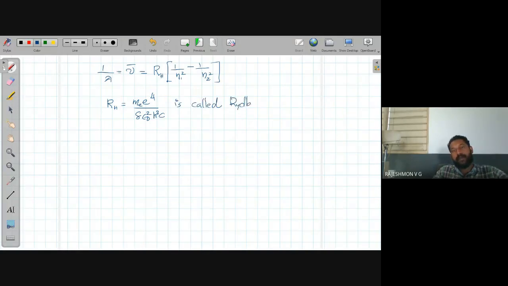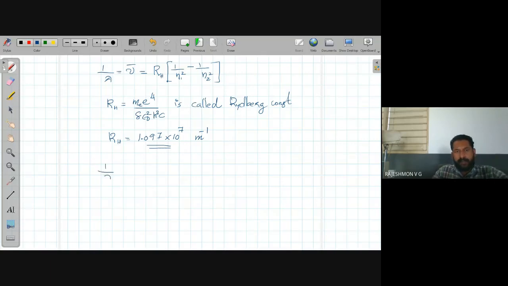What is its value? Its value is 1.097 into 10 to the power 7 meter raised to minus 1, because its unit will be that of 1 by lambda. 1 by lambda is 1 by length. So RH will have a unit of 1 by meter or meter inverse. This is the value of Rydberg constant, 1.097 into 10 to the power 7 meter inverse.